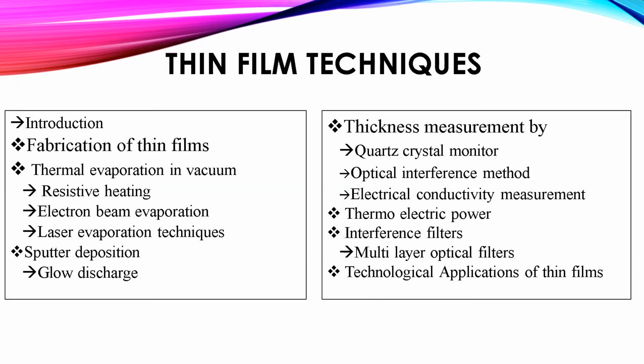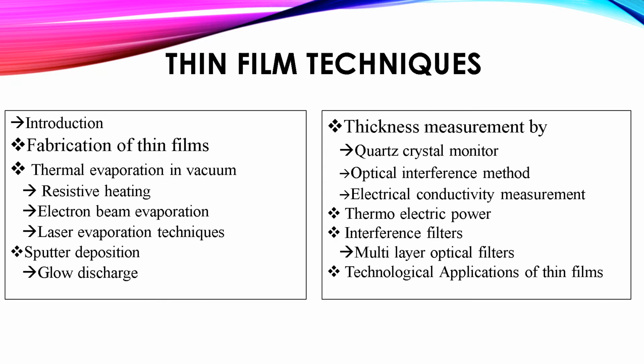We can start with the second module of the experimental techniques, which is thin film techniques. We have to discuss in this module introduction to thin film techniques and fabrication of thin films. Under the topic fabrication of thin films, we have to discuss thermal evaporation in vacuum. In that, there are several methods. In this method, we have to discuss resistive heating, electron beam evaporation, and laser evaporation techniques.